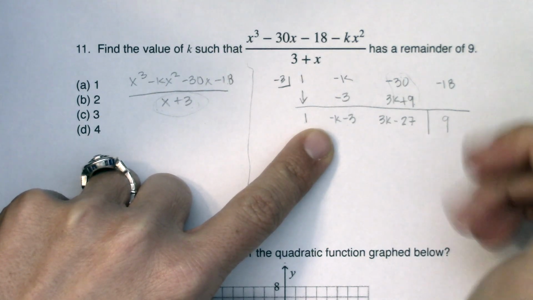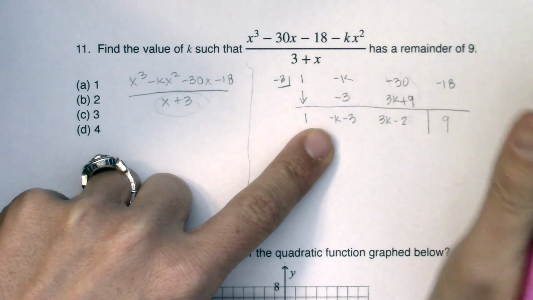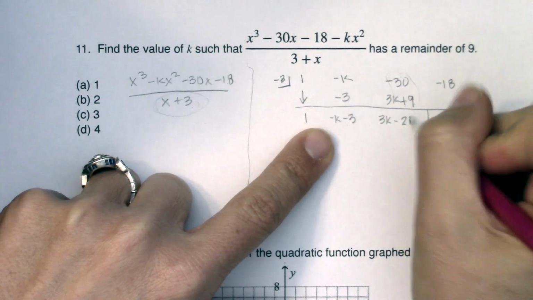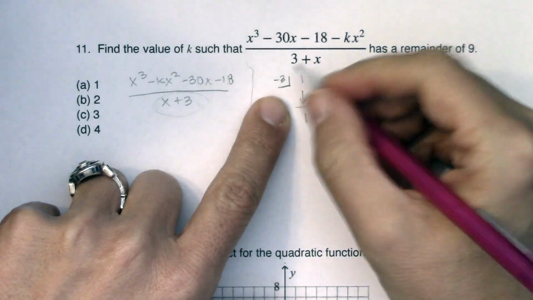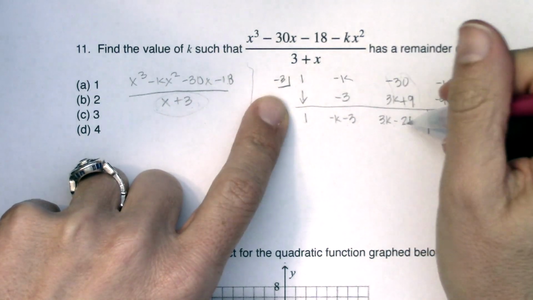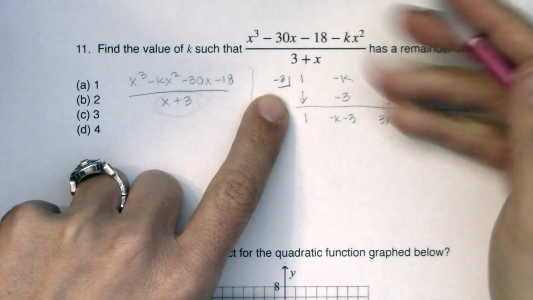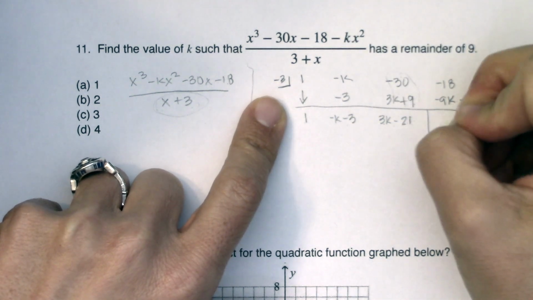Okay. Oh, no, that's not true. Negative 30 plus 9 is definitely the number 21. Okay. Then I'm going to do negative 3 times 3k minus 21. So here we go. Negative 3 times 3k is negative 9k, right? Negative 3 times negative 21 is positive 63. All right, let me erase this 9. I'll come back to it in a moment.